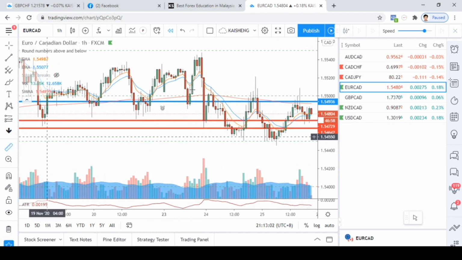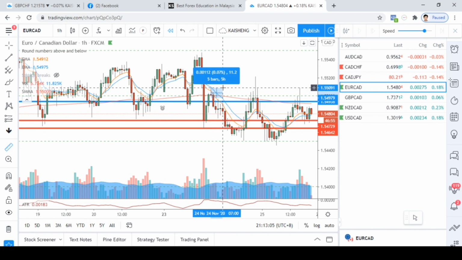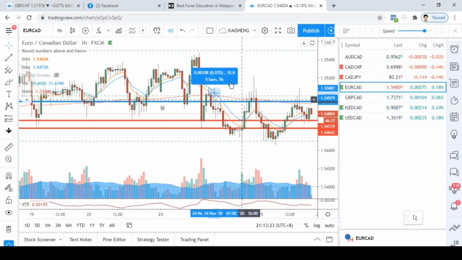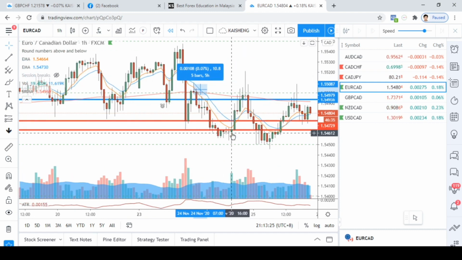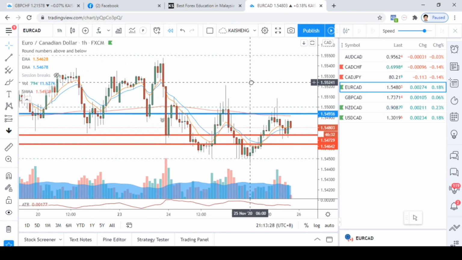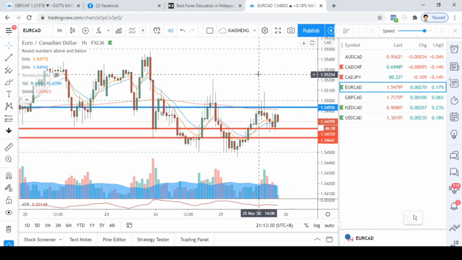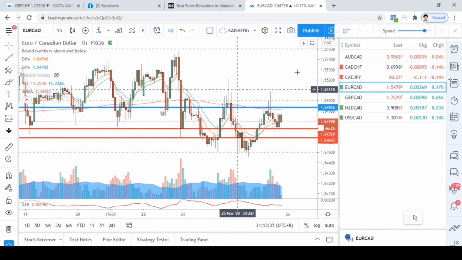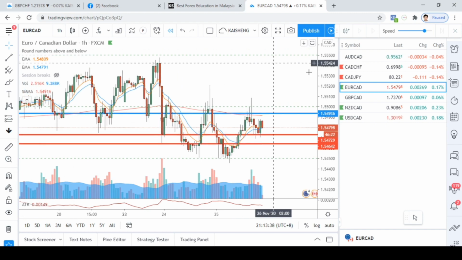But from here you can see when the price comes back again, you are losing, because it goes only 10 pips, then it goes back down again. So for this trade, most likely it's going to hit the stop loss. But anyway, you can get more winning trades than losing trades. In the long run, you will be more profitable. Okay, so hopefully you can understand. Thank you very much.